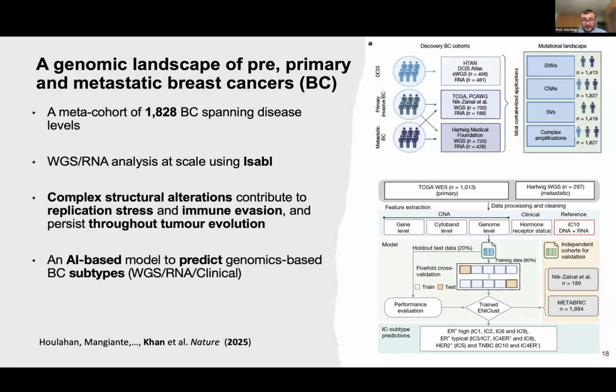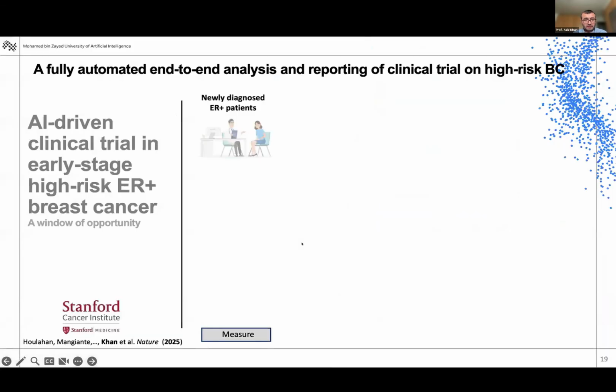And we also built an AI-based model to predict genomic-based breast cancer subtypes using whole genome, RNA, and also the clinical data sets. This AI model is a classical ensemble approach to do the subtype prediction for these breast cancers. So the breast cancer subtype prediction method became part of a clinical trial.